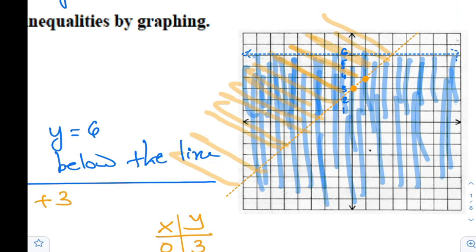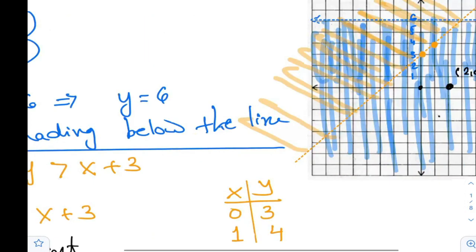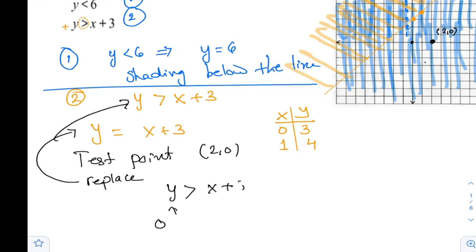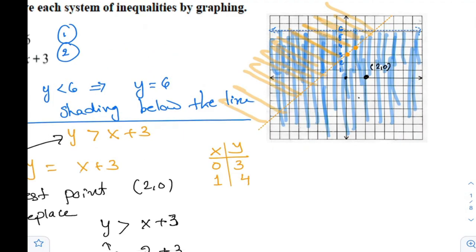So I will choose, for example, this point, which is 2, 0. So the test point I have chosen is 2, 0. What will I do? I will replace in the original inequality, this one. So we have y more than x plus 3, replacing y by 0 more than x is 2, so 0 more than 5. Is this inequality true? Of course not, it's false. 0 is not more than 5. That means the shading will not include this test point that I have chosen.